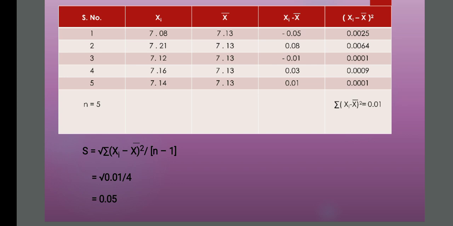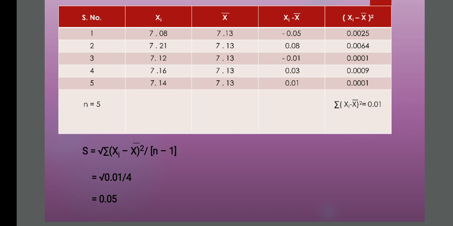7.08, 7.21, 7.12, then 7.16 and 7.14. And how to find the mean we have seen already. You have to sum up all the values divided by 5. You get the mean value as 7.13. So you make the difference between the two. That's the next column, xi minus x bar.